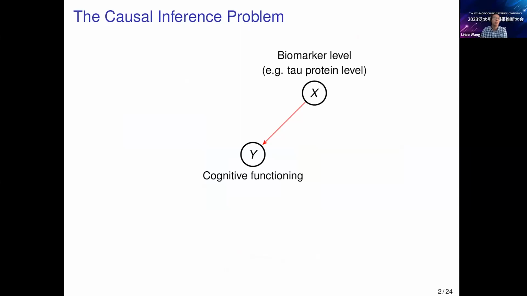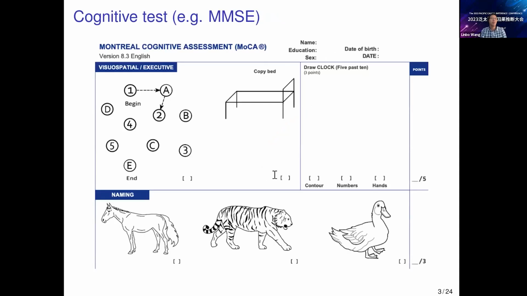For example, people in Alzheimer's disease may be interested in estimating the effect of a biomarker level, such as tau protein, on some cognitive functioning. In practice, we measure this outcome Y, cognitive functioning, through a sequence of cognitive tests. This is a questionnaire with different components which are supposed to test the functions in different parts of your brain. You get a score for each of these tests, and usually what people use in practice as an outcome is the sum of scores across these different parts of the test.